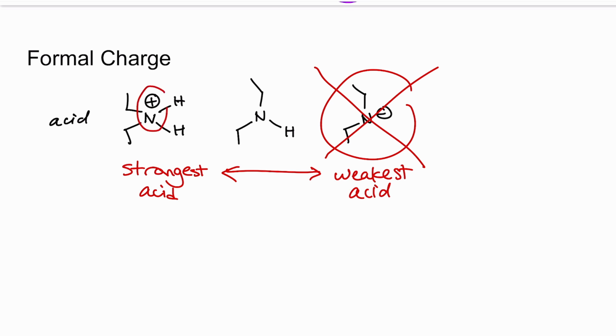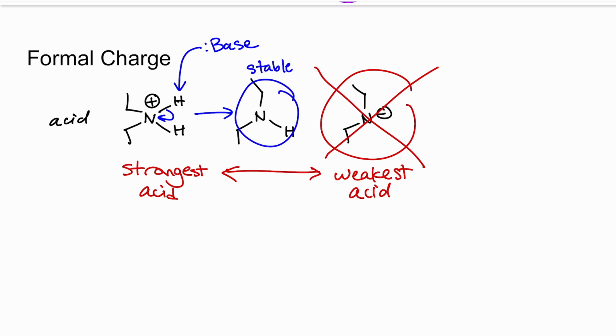Because this positive nitrogen really wants to give away a hydrogen so that it can gain more electrons. If we had some generic base and we reacted it with this molecule, you can see that nitrogen would take all of the electrons that were forming the bond between it and hydrogen, and it would become this molecule, which is more stable. And as we talked about before, more stable means less reactive. Less reactive means weaker acid in this case.